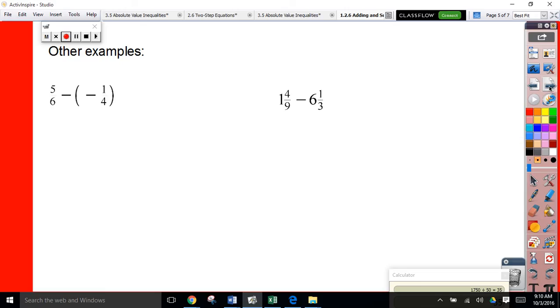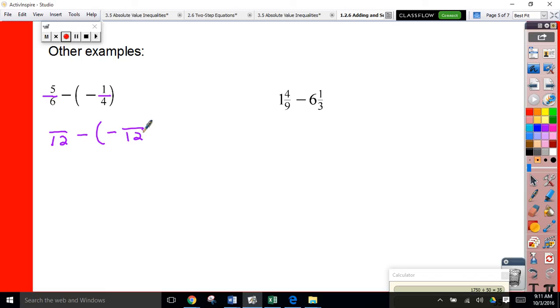Sammy, what would a common denominator be for 6 and 4? We're not looking for common factors. We want multiples. Common multiples. Spencer? Well, 12, we could use 12. So we have something over 12 minus a negative something over 12.